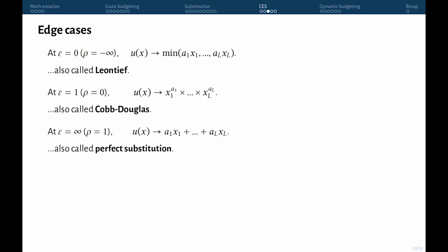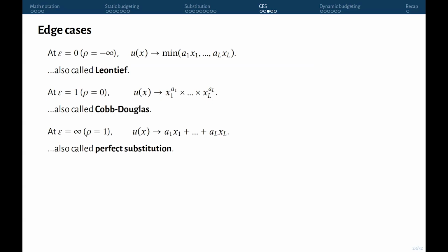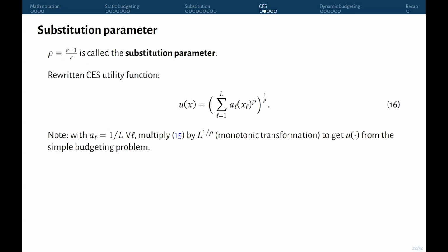And the infinite substitutability case where rho equals 1 is the case of perfect substitution where you just add the goods up. In some sense, in the perfect substitution case, the goods aren't even really different. I mean, at least as far as your preferences are concerned. So let's call this transformation the substitution parameter and rewrite a CES utility function accordingly. No, we already saw that.